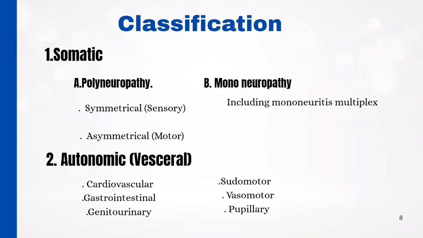Classification. Diabetic neuropathy is classified into mainly two types: somatic and autonomic. In the somatic, polyneuropathy and mononeuropathy. In polyneuropathy, symmetrical and asymmetrical. Symmetrical is sensory, asymmetrical is motor. In mononeuropathy, it includes mononeuritis multiplex. The second one is autonomic. It includes cardiovascular, gastrointestinal, genitourinary, pseudomotor, vasomotor, pupillary.